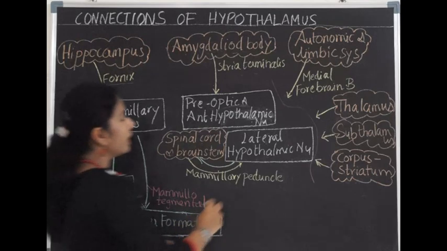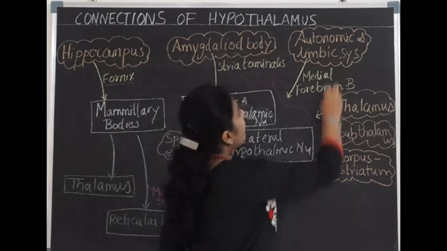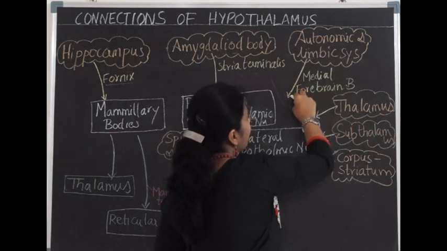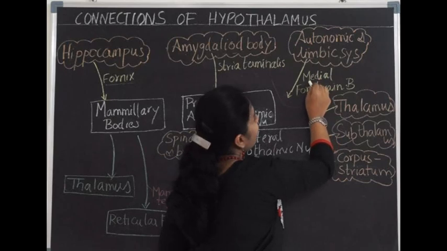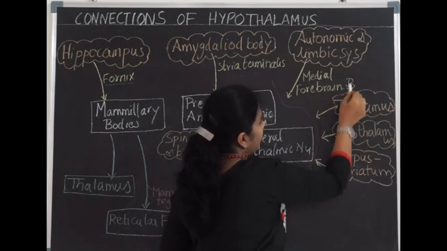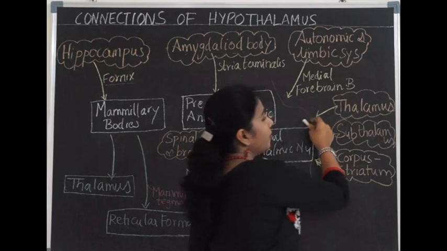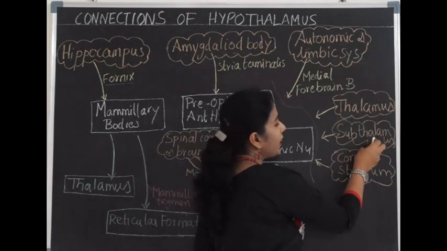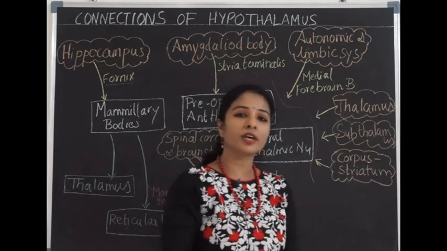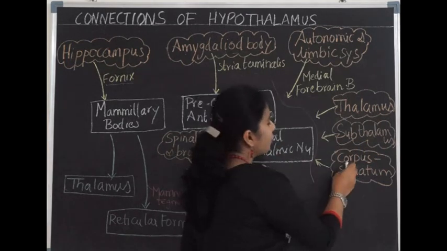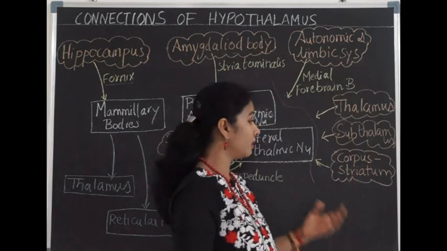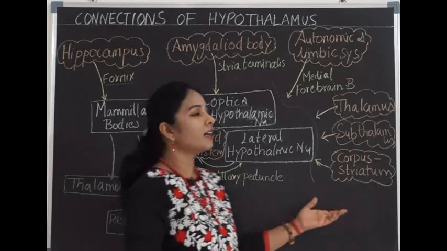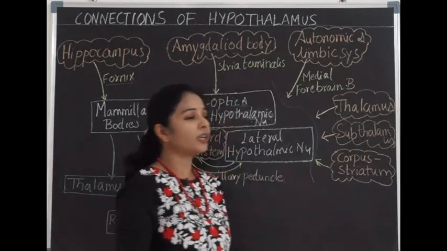And let's see other afferents to the hypothalamus. The autonomic nervous system and limbic system are connected to the hypothalamus by means of the medial forebrain bundle. From the thalamus to the hypothalamus, the tract is called the thalamo-hypothalamic tract, from the subthalamus to the hypothalamus the subthalamo-hypothalamic tract, and from the corpus striatum to the hypothalamus the pallido-hypothalamic tract. So these are the afferents reaching the hypothalamus.